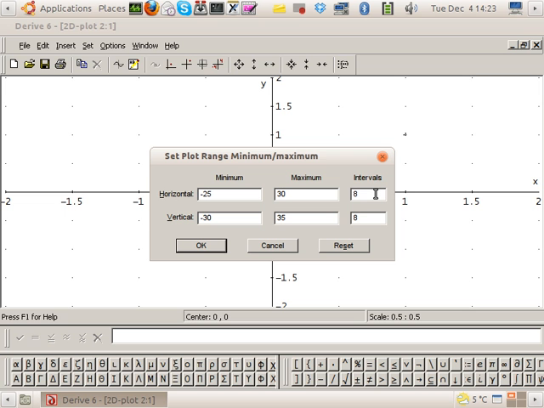So here, 25 to 30, I think I'll go up in 5s. So how many 5s is that then? There'll be 5 in the 25 and 6 in the 30, so 11 intervals. And then what about this one? I think it'll be 12, 6 and, no, 13.